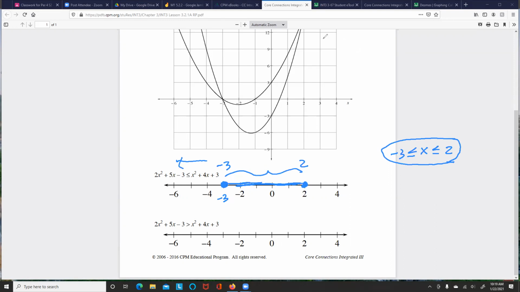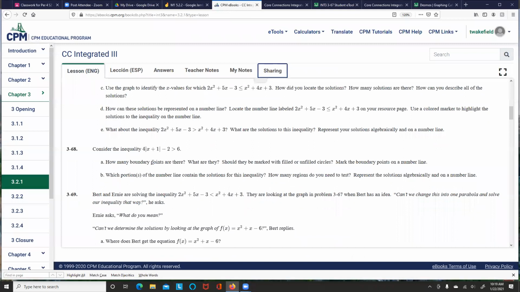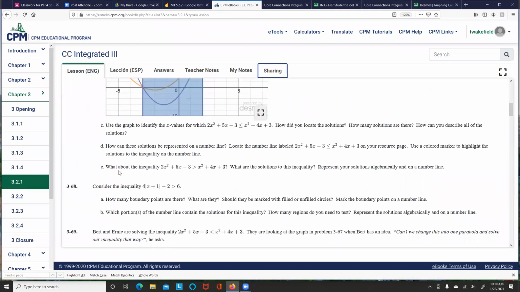I have to clear this away again. Go back to the book page. E, what about the inequality 2x squared plus 5x plus 3 is greater than? So what if we flip this, right, and make this less than, and we flip it to greater than? What are the solutions to this inequality? Represent your solutions algebraically and on a number line.